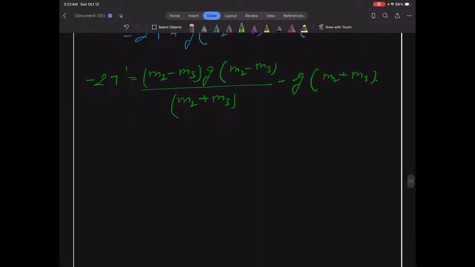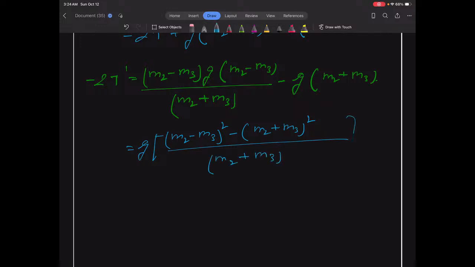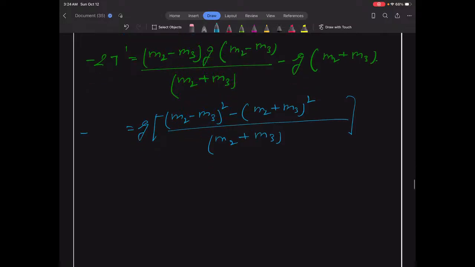and we can take the LCM, so G will be common, and this will be coming as M2 minus M3 whole square minus M2 plus M3 whole square divided by M2 plus M3, and this is equal to minus 2T prime.